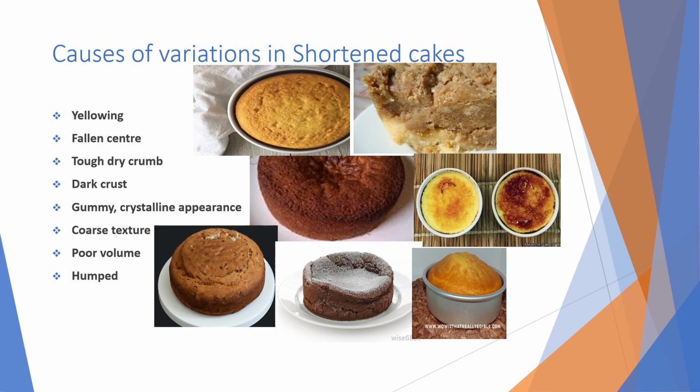Coarse texture: too much baking powder may be used, too much sugar, or too low a temperature during baking. Poor volume: inadequate mixing, too little baking powder, too low a temperature during baking, improper level of sugar, improper level of fat. Humped: too much flour, too much mixing, too deep a pan, too hot an oven, too little sugar, too little fat, or too little liquid.